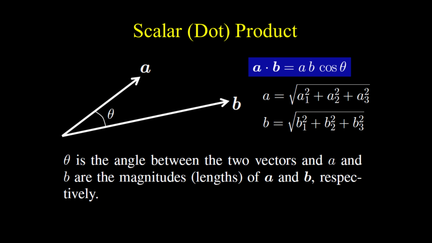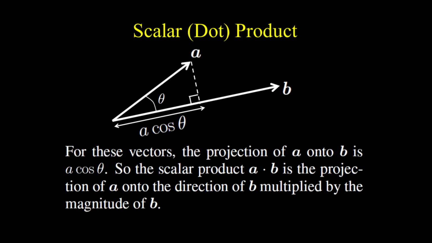Simple trigonometry may then be used to show that the scalar product can be written as the magnitude of vector A times the magnitude of vector B times cosine theta. Theta is the angle between vectors A and B. Note that here, vectors A and B differ in direction by angle theta, as shown here. The projection of A onto B is the magnitude of A times cosine theta, as shown here. Multiplying this projection by the magnitude of B gives the scalar product.